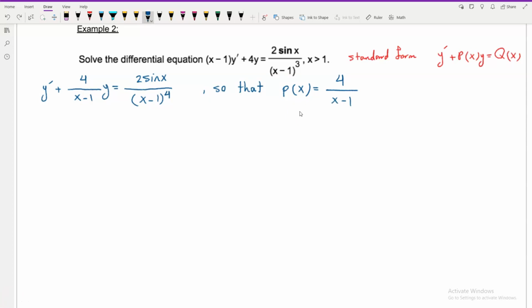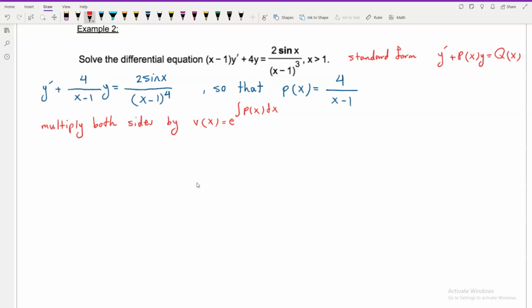Note that in this case this division is possible because what is given here is x greater than 1. So we cannot have, for example, 1 for x. 1 minus 1 gives 0, and 4 over 0 would be undefined. So here x is greater than 1.